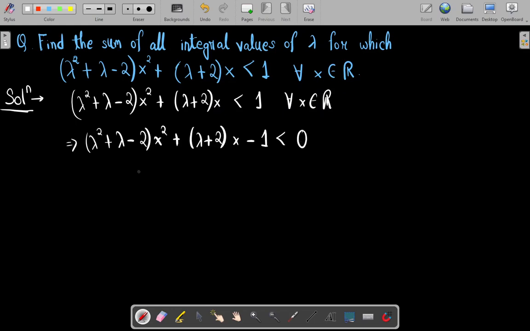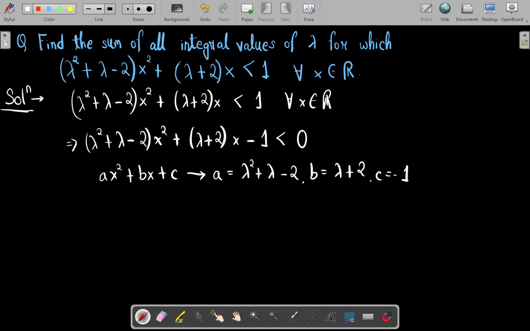If you compare it with the standard quadratic expression ax square plus bx plus c, we see a is lambda square plus lambda minus 2, b is lambda plus 2, and c is minus 1. Now, this is the quadratic expression, say f of x equal to ax square plus bx plus c.